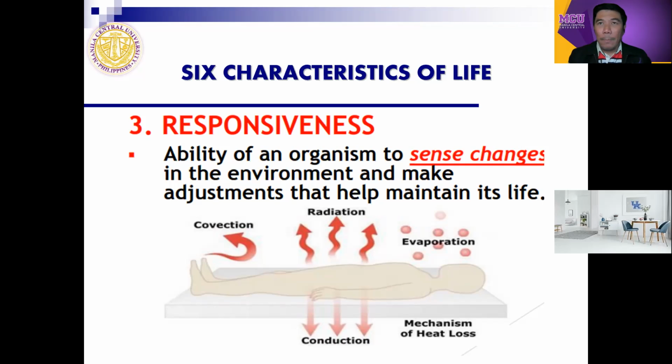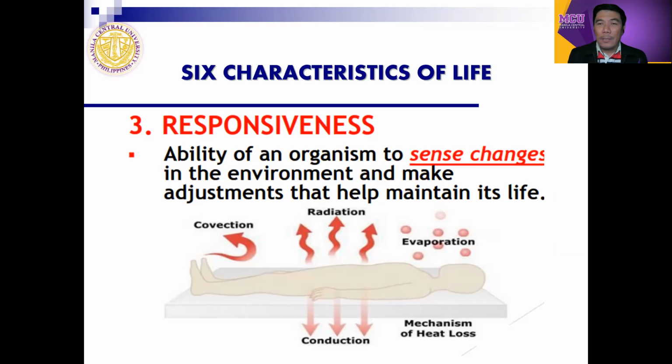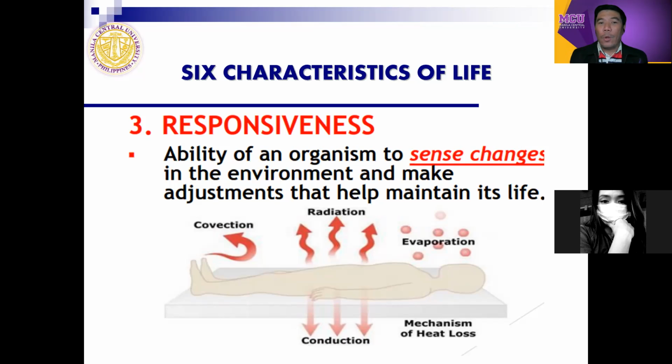So we have the number one. Let's have a review. The number one, we have organization. It shows relationship. When we talk about metabolism, it specifies energy. And if we talk about responsiveness, it is the use of senses or the sense changes so that the body will prevent any harm or any damage to tissues.